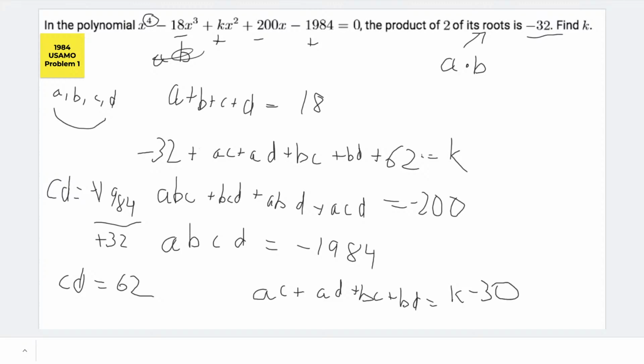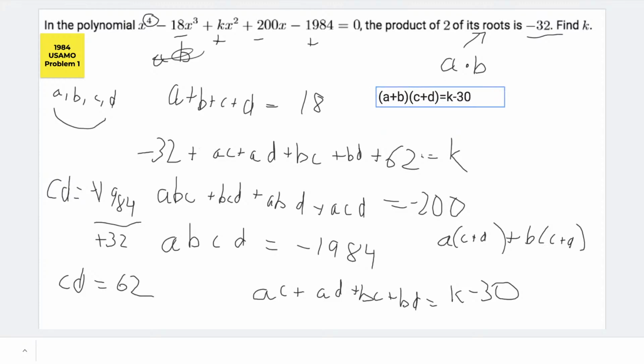And now we can factor this kind of using Simon's Favorite Factoring Trick, technically a bit. So we have a times c plus d, and over here we have b times c plus d, and we see that the a's and b's just add up. I'll write this down with text instead. So now we have a plus b times c plus d equals k minus 30.